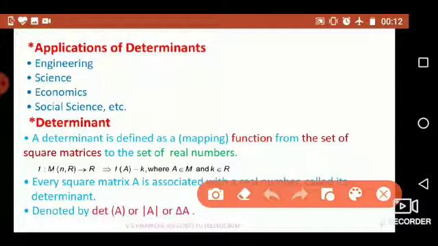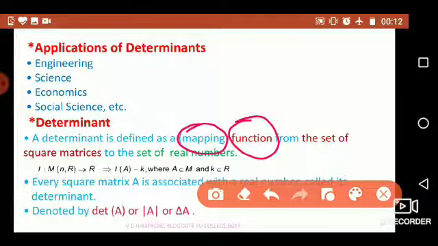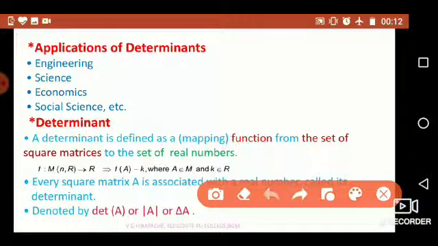A determinant is defined as a mapping, or a function, from the set of square matrices to the set of real numbers. Therefore, we can write that a determinant is a function from the set of matrices of order n, whose entries are real numbers, to a unique number, which is a real number r, as already denoted here.